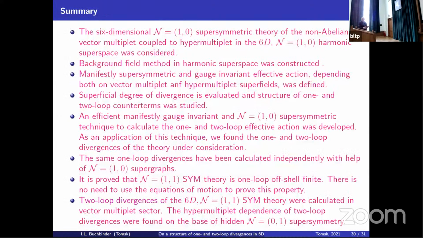So let me summarize the results. We considered the N=(1,0) supersymmetric theory in six dimensions. We developed a background field method, which allows us to calculate the effective action in a manifestly gauge invariant and supersymmetric form. And we developed a technique to extract one-loop and two-loop divergences. In the one-loop approximation for this theory, we see that there are no divergences at all. It is a one-loop finite theory. And in two loops, we calculated the effective action in the vector multiplet sector and in the hypermultiplet sector. So we have a general understanding of N=(1,0) supersymmetric theories in one and two loops. Thank you. I stop there.